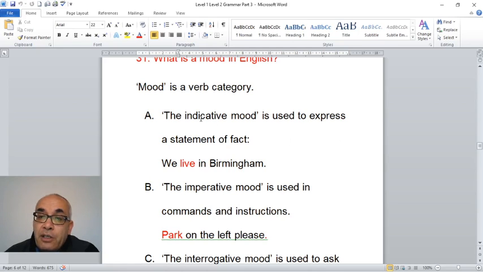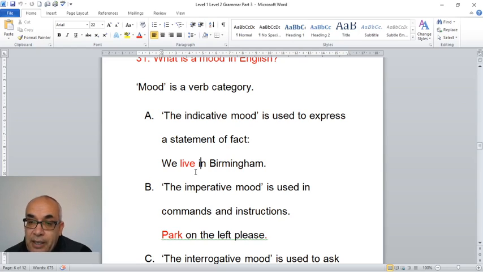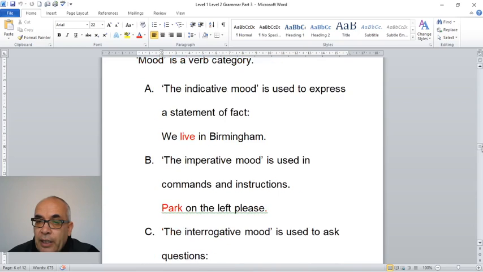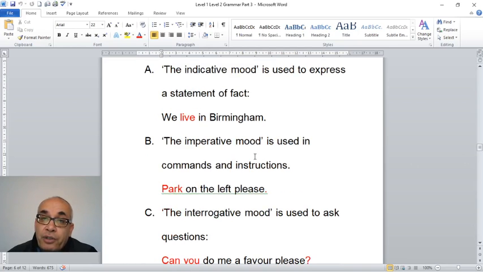So we've got the indicative mood, used to express a statement of fact. So we live in Birmingham. Live is present simple, and this present simple shows a fact. So we say this sentence expresses the indicative mood. Imperative is like an order or a command. So the imperative mood is used in commands and instructions. Park on the left, please. So park is a verb, and it is imperative, it is an order.